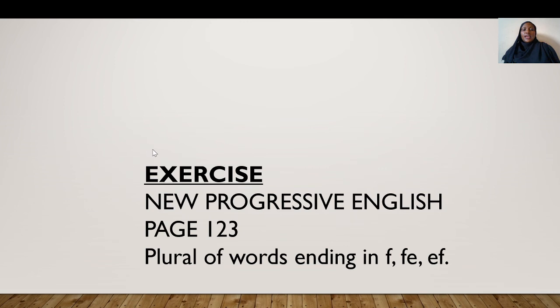You're told to fill in the gaps by changing the words in brackets. Those words end with F or FE or EF. What you're going to do is write the plural of that word, and you know how to write it. If it's FE, you change it to VES, and if it's EF, you only add S. So that's how we write the plural. The plural is one and many.